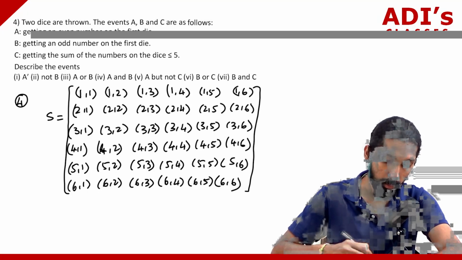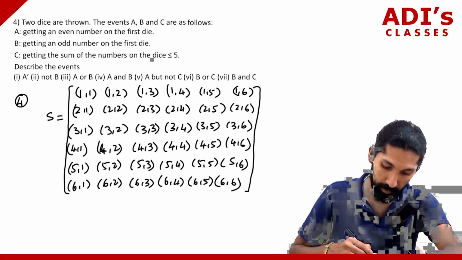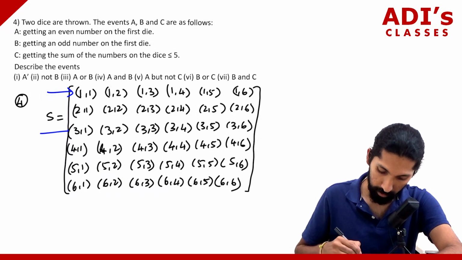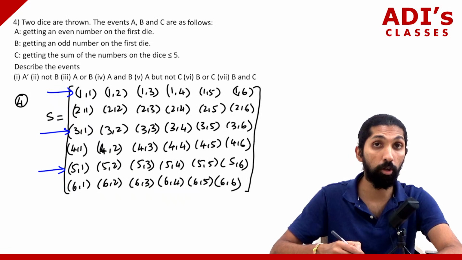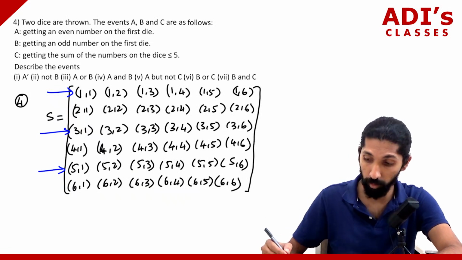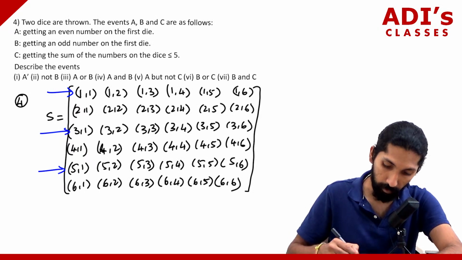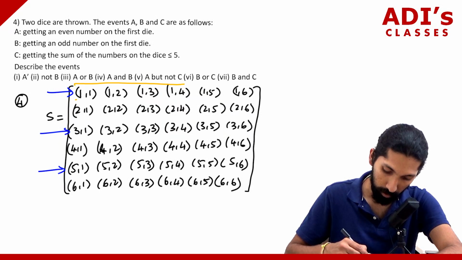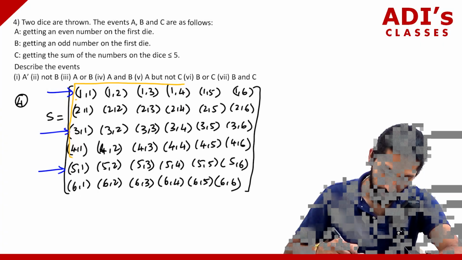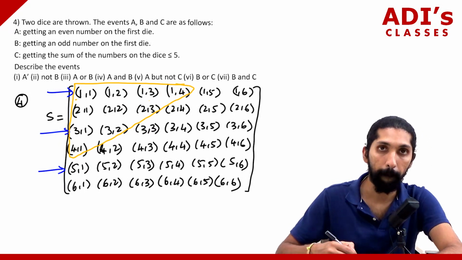The next one, B or C. B is what? Getting odd number on the first die, which is basically this list, this list, and this list. And what are the common things for this one? That is, what are the values for C? For C, we have, of course, these four. We have till here, and we are going to look at this entire part, isn't it?